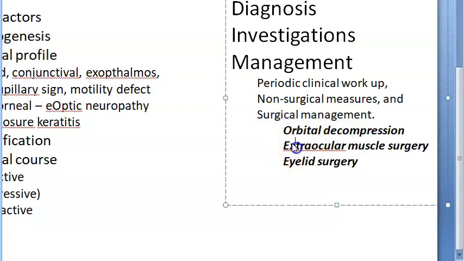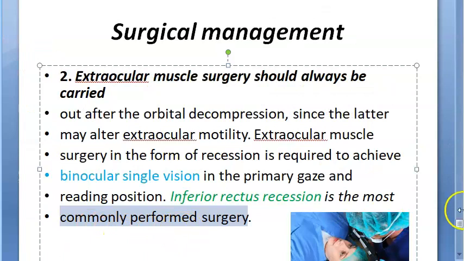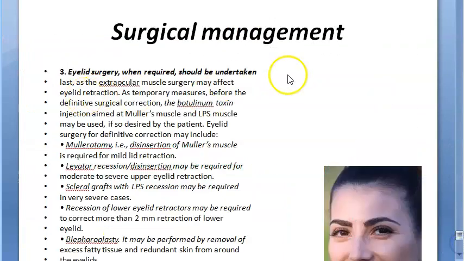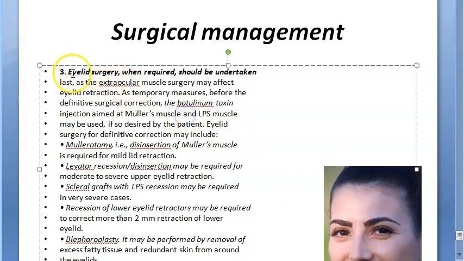Guys, where are we? We have finished surgical: orbital decompression and extraocular muscle surgery. Now we have to move to eyelid surgery. What they are saying is eyelid surgery should be done only after the other two procedures. It should be undertaken at last because all the other surgeries can affect the lid, etc. Okay. So here what are they talking?